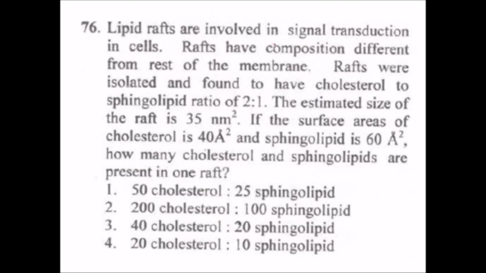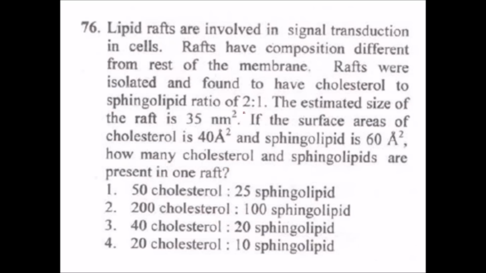Lipid rafts are involved in signal transduction in cells. Rafts have compositions different from the rest of the membrane. Rafts were isolated and found to have a cholesterol to sphingolipid ratio of 2:1. The estimated size of the raft is 35 nanometer square, if the surface area of cholesterol is 40 Angstrom square and a sphingolipid is 60 Angstrom square. How many cholesterol and sphingolipids are present in one raft?